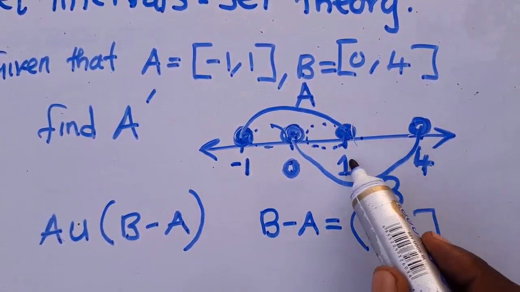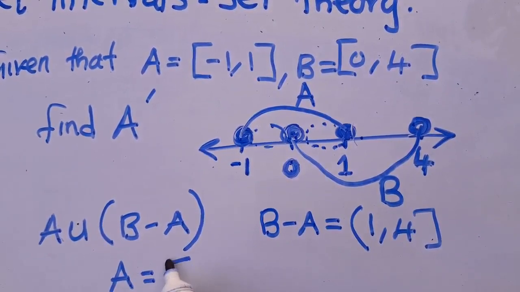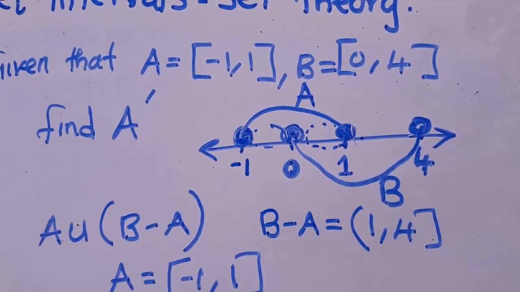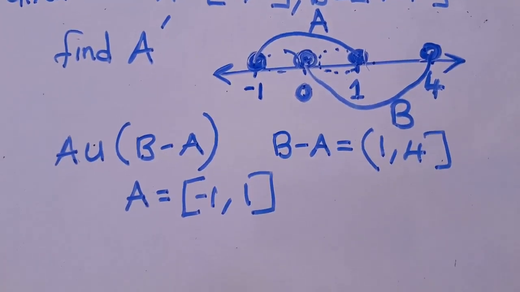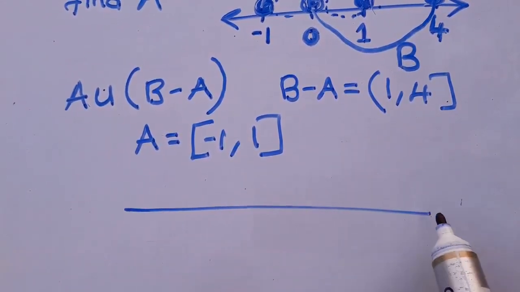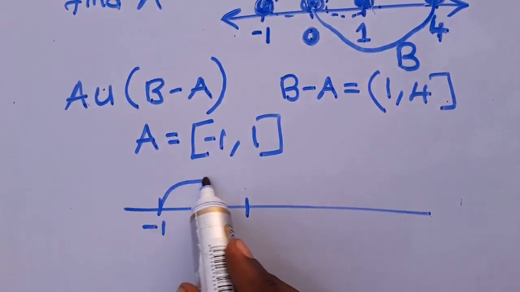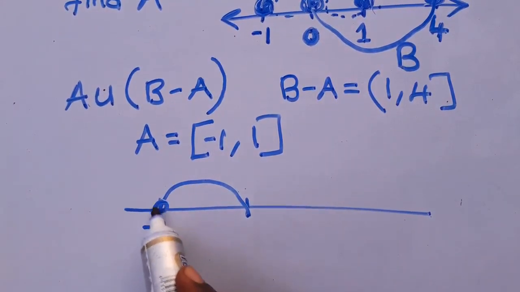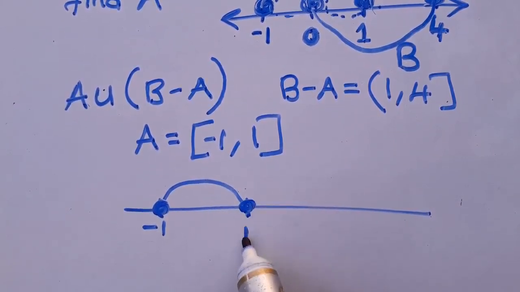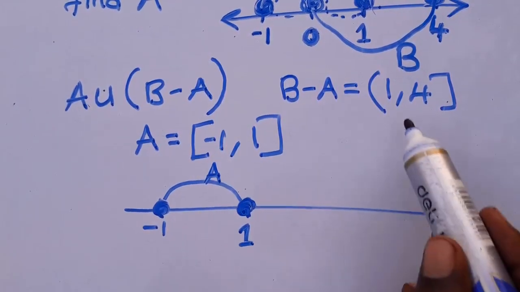So 1 to 4. Then you know what your A is. A is -1, 1, like this. This is what we are given. If we are to illustrate this on a number line, you do something like this. From -1 to 1, you've got A. All these are included. The one which is here is included. This is set A. Set B starts from 1 to 4.